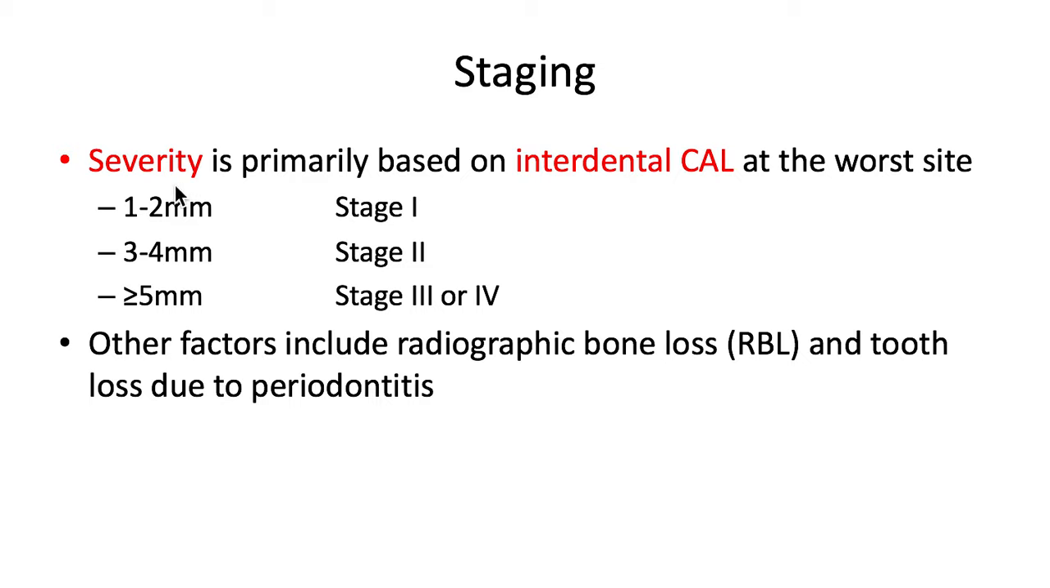So if that worst interdental CAL is 1 or 2 millimeters, that defines a stage 1, 3 or 4, that's a stage 2. If it's 5 or more, then we're automatically in stage 3 or stage 4 territory. If clinical attachment loss is not available, radiographic bone loss can be used as the proxy instead. And tooth loss due to periodontitis can shift the stage to a higher level. If that patient's lost a certain amount of teeth, we could bump up a stage 1 or stage 2 to a stage 3 or stage 4. And we'll talk more about those specifics when we get to specific examples.